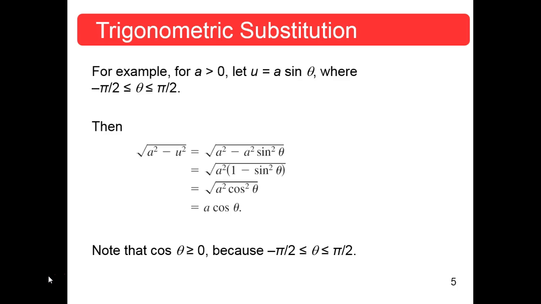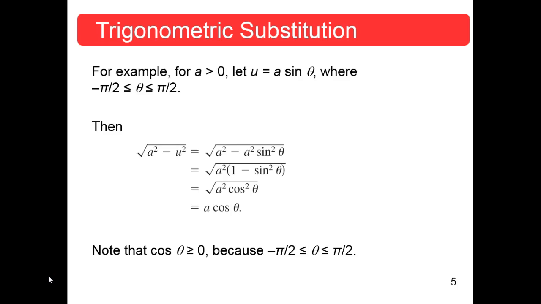Factor out the a squared, okay? And that gives you a squared times 1 minus sine squared theta. Well, I would take this right out of here. If that's an a squared, take it out of the square root and put the a in front, and then 1 minus sine squared is cosine squared, and the square root of cosine squared is cosine. So there you've eliminated your square root.